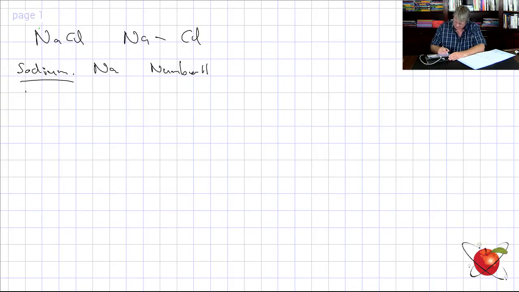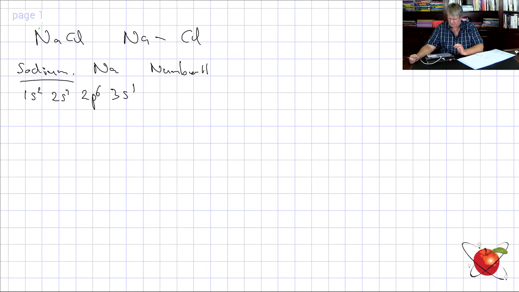So let's fill it in. We say it's 1s2, 2s2, 2p6, 3s1, right? So there we go. That is sodium, correct? Now, what are we going to do with sodium? Well, we are going to bond it with chlorine.